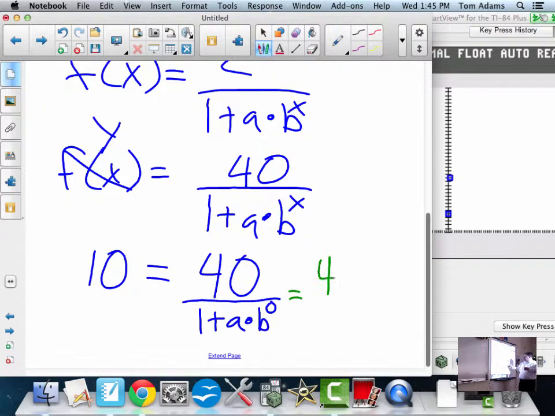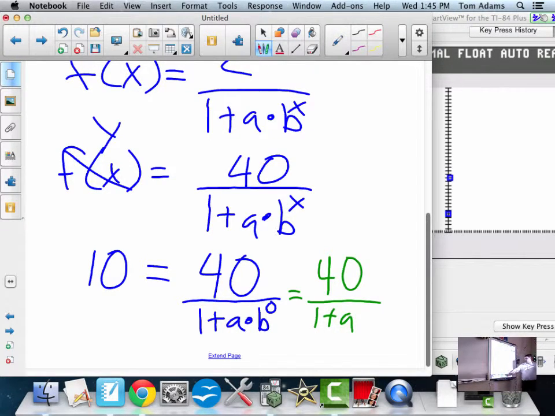So this should be 40 over 1 plus a, right? Is that right? Okay, so what do I plug in for a to get 10? Because remember, all this stuff equals 10. 40 divided by 10 is 4, then you have 1 plus a equals 4.